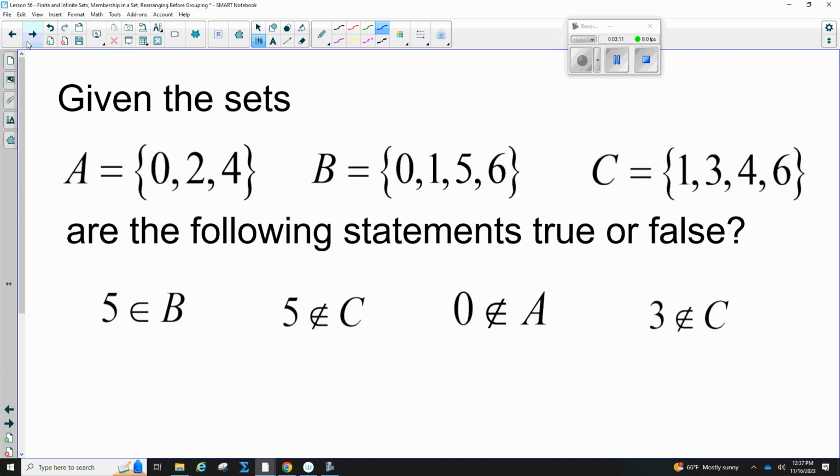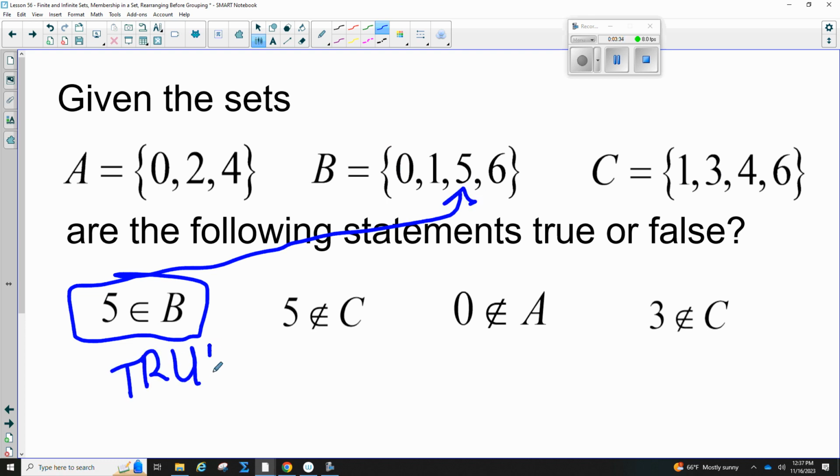Given these lovely sets, so these are all finite sets. All right. A is 0, 2, 4. B is 0, 1, 5, 6. C is 1, 3, 4, 6. Okay. Are the following statements true or false? So you would read this, 5 is an element of B. And you would go look at B and you would be like, that is true. All right, because 5 is in B.